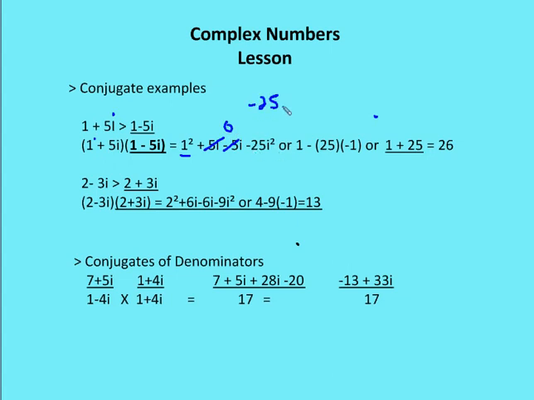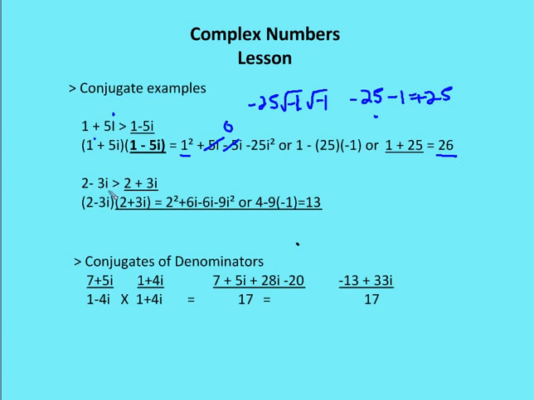So remember we said minus 25i squared is the same as minus 25 times the square root of negative 1 times the square root of negative 1. And minus 25 times the square root of negative 1 squared is minus 25 times minus 1, which is equal to plus 25. So now I'm left with 1 plus 25, or 26, as my answer.